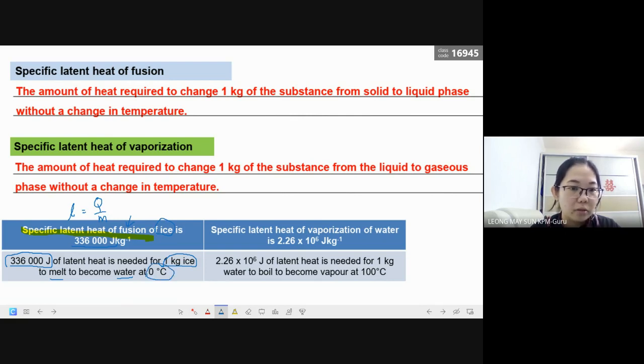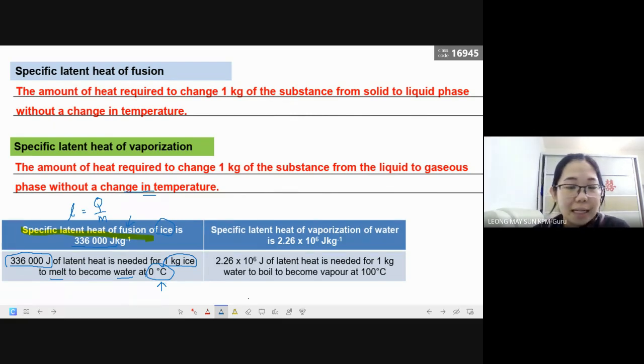The phrase without change of temperature is being replaced with 0 degrees Celsius. So that is what it means that the specific latent heat of fusion of ice is 336,000 joule per kg. It is better that you write this down. This is very important. Sometimes they ask this question and students just guess, and don't know what answer comes out.